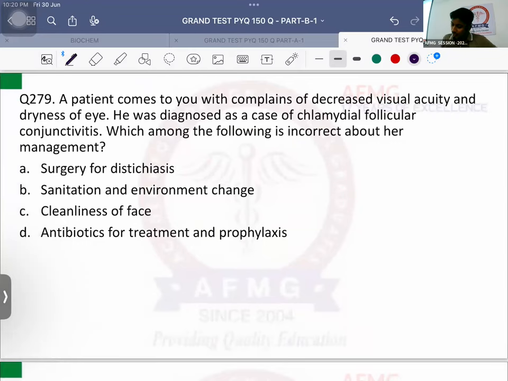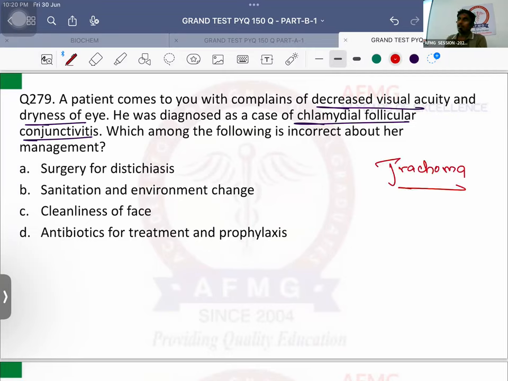A patient comes to you with complaints of decreased visual acuity and dryness of eye. He was diagnosed as a case of chlamydial follicular conjunctivitis. Chlamydial and follicular conjunctivitis are a case of trachoma. Trachoma can also be called chlamydial conjunctivitis or follicular conjunctivitis because the characteristic feature is follicles. Papillary conjunctivitis is nothing but VKC, vernal keratoconjunctivitis. Which among the following is incorrect about her management?